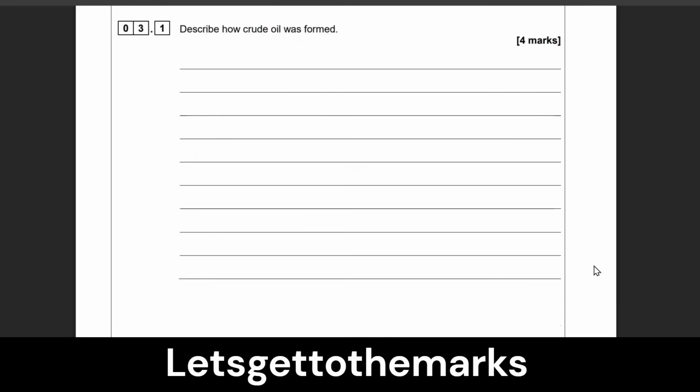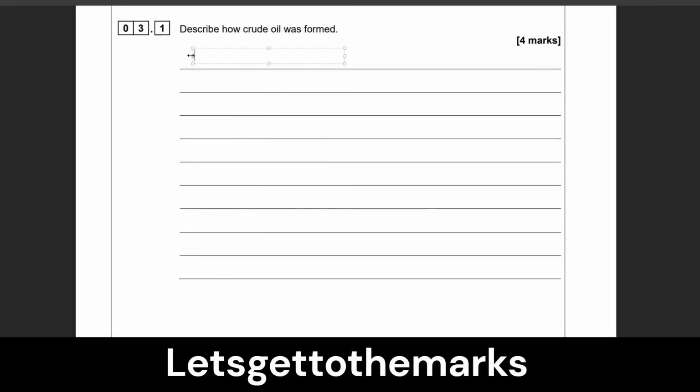This is just a pure content recall, and it's a description, not an explanation. So just describe how crude oil is made. We want four keywords. Go for it. All right, I'm going to go through the answers now, so you can have a little look. And if you don't know any of these, that's a great one for a revision card.